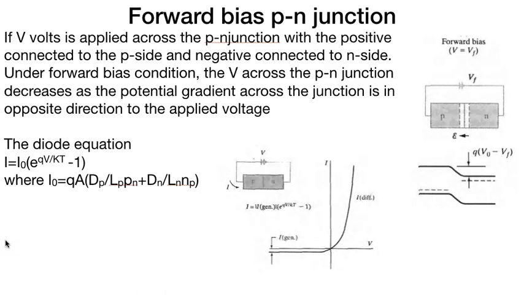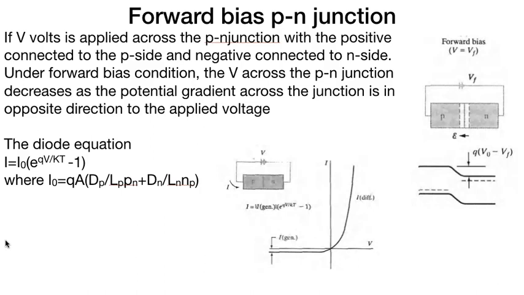The forward bias P-N junction. If V volts is applied across the P-N junction with the positive side connected to the P side and the negative side connected to the N side, under forward bias condition, the voltage across the P-N junction decreases as the potential gradient across the junction is in the opposite direction to the applied field. The diode current I is equal to I0 times e to the power qV/kT minus 1.